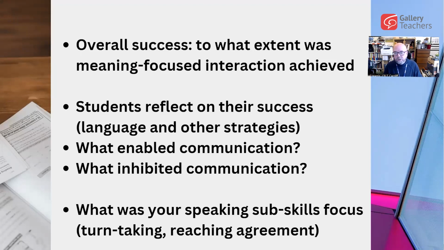But also make sure that in the feedback that they're giving each other, and perhaps you're giving as well, that you do focus explicitly on whatever speaking subskill you set up for, be it turn-taking, reaching agreement, justifying, or whatever.